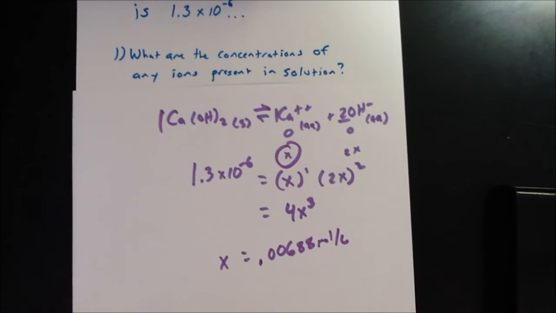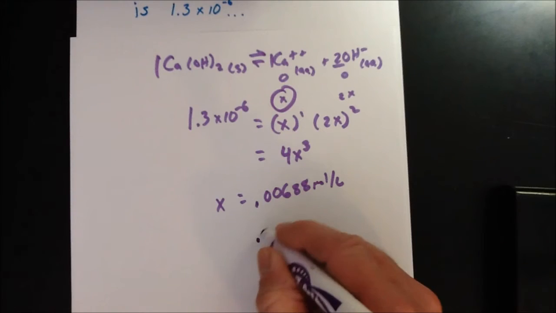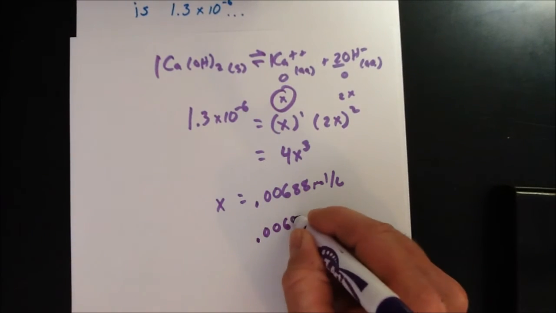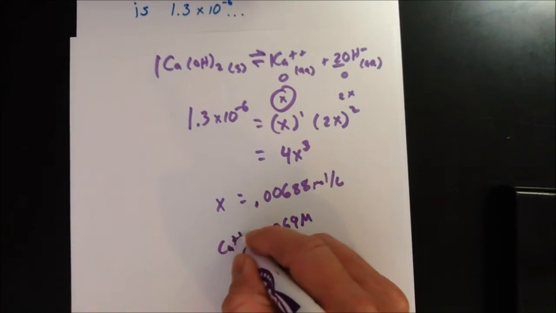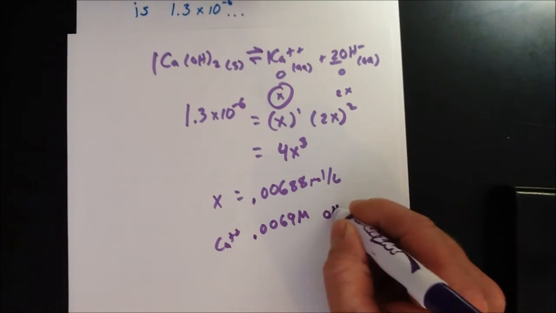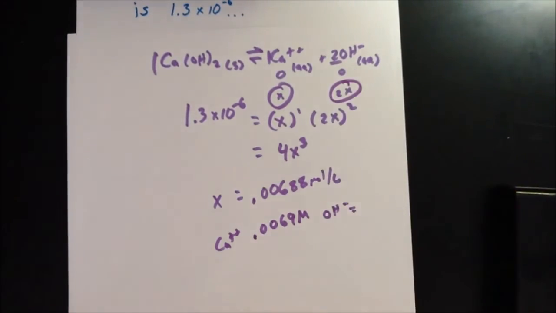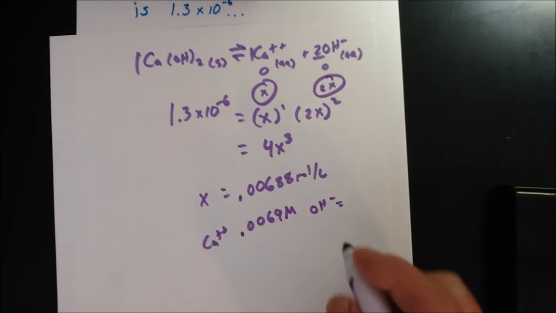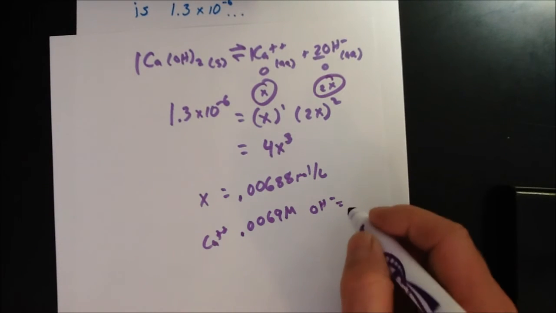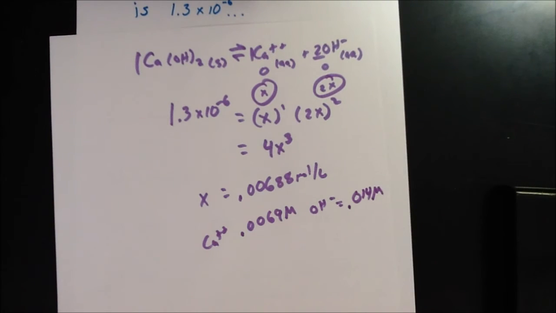But question 1 says, what about the concentrations of any ions present in solution? So calcium ion is going to be 0.0069 molar. Again, that's the Ca++. And the hydroxide ion is going to be double that. So 0.014 molar for the hydroxide ion concentration.